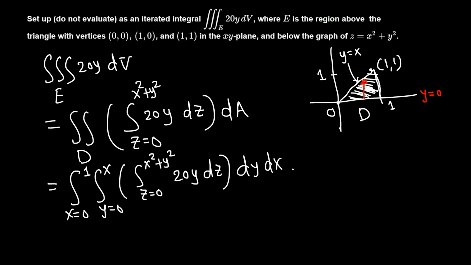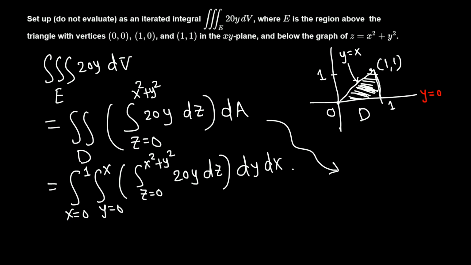If you want to evaluate, then you can integrate 20y with respect to z. In fact, 20y will be a constant, so 20y z, upper limit minus lower limit, then integrate with respect to y, upper limit minus lower limit, then finally integrate with respect to x. Okay, if you don't like dy dx, there is an option.